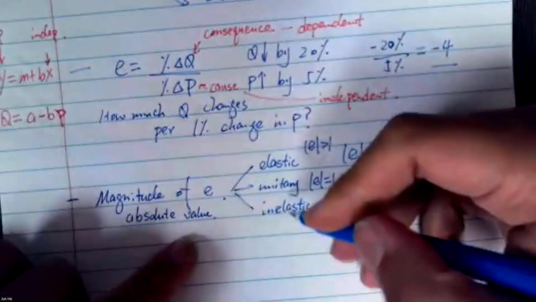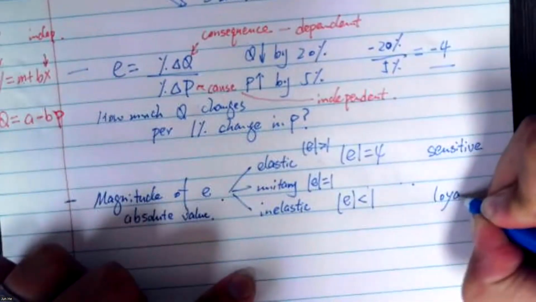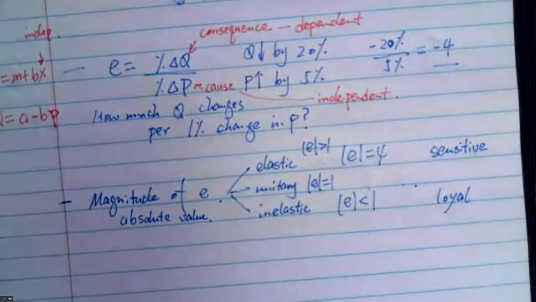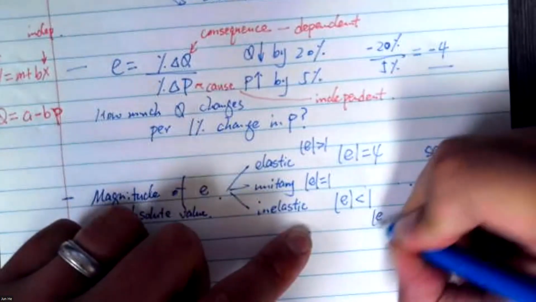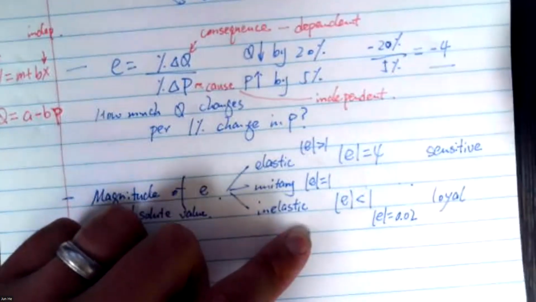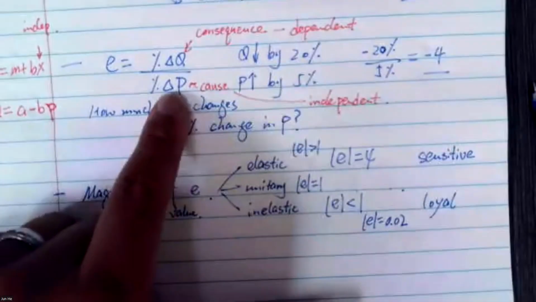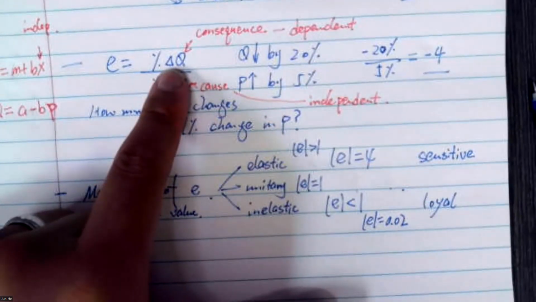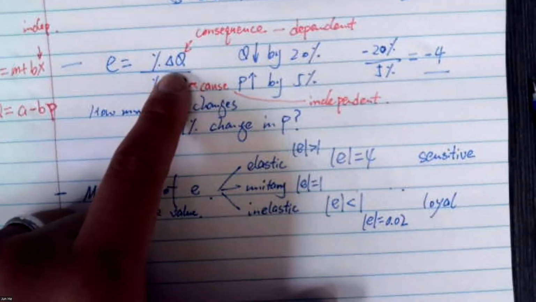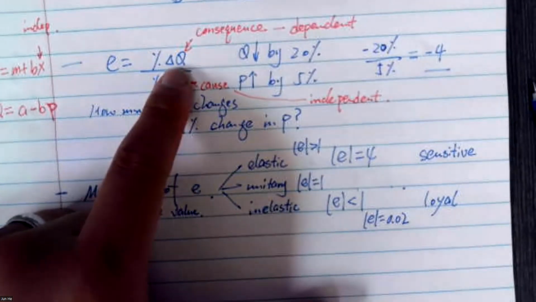But the other side, the opposite side, is inelastic. If consumers are inelastic, that means consumers are loyal or dependent to a product. For instance, for an inelastic case, say elasticity equals 0.02. What does that mean? That means if price increased by 1%, the quantity demanded will only decrease by 0.02%. That's a very minimal quantity reduction.